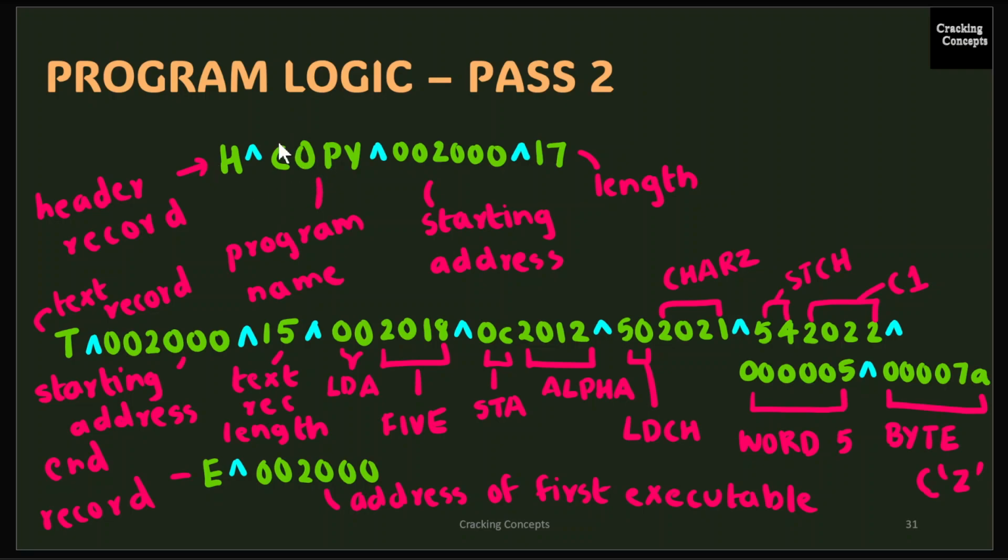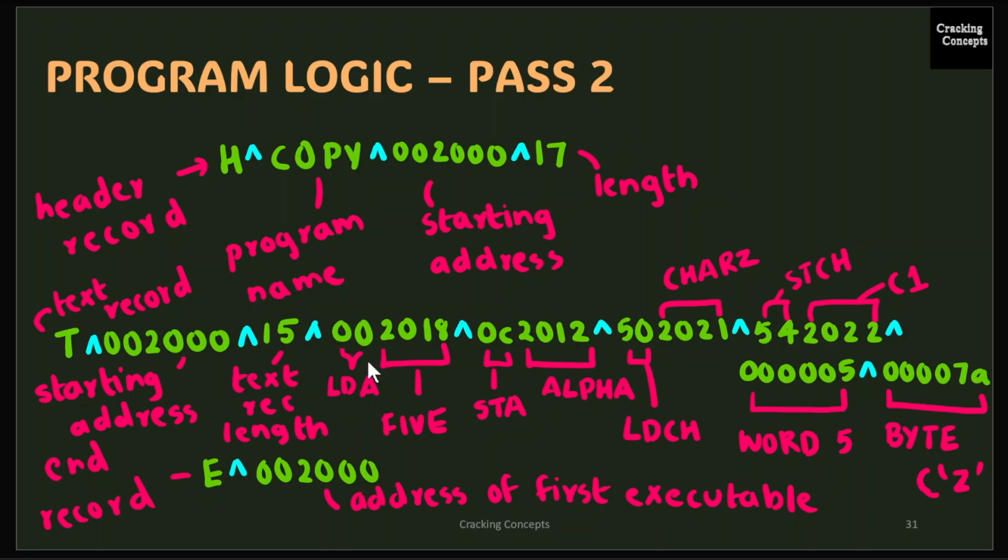So this is the header record. This is copy, which you can call as the program name or the name of the control section we use here. Then we have the starting address of the object program, that is in hexadecimal. Then we have the length of the object program, which is a byte value given again in hexadecimal, followed by the text record. So this is the starting address of the text record. 15 is the text record length. Since this program has only a few lines of code, we have only a single text record. So 15 is the hex value of the length.